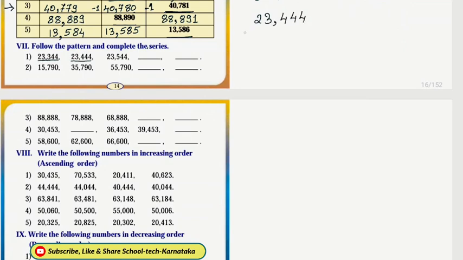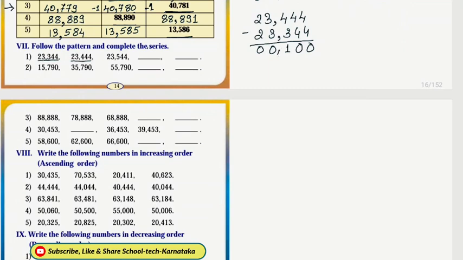23,444 minus 23,344. This is the greater number and this is the smaller number. We subtract the smaller number from the greater number. So 4 minus 4 is 0, 4 minus 4 is 0, and 4 minus 3 is 1. This is 0 and this is 0.